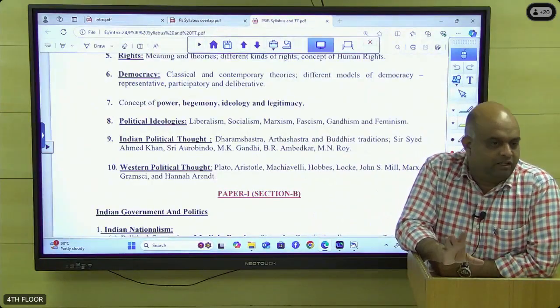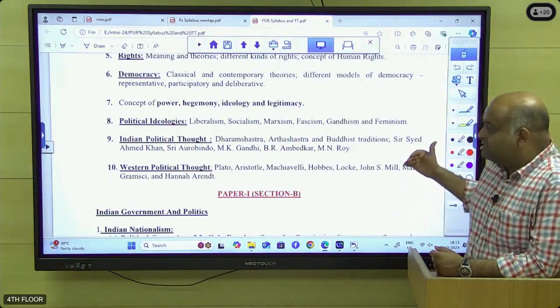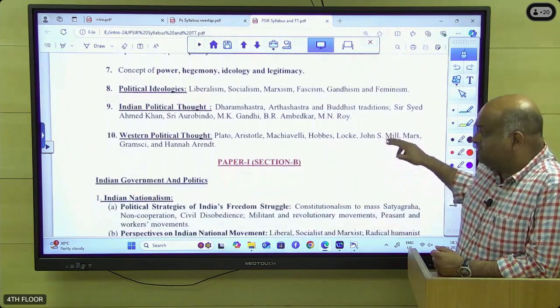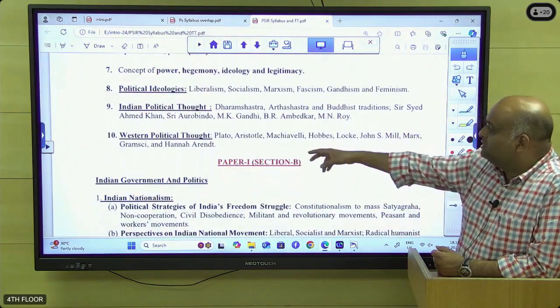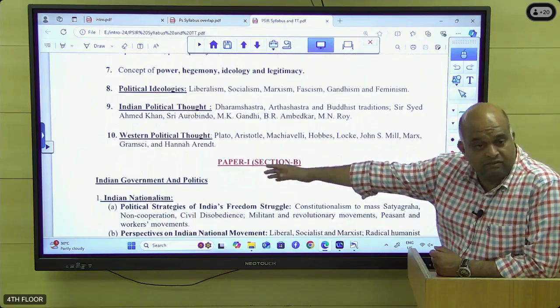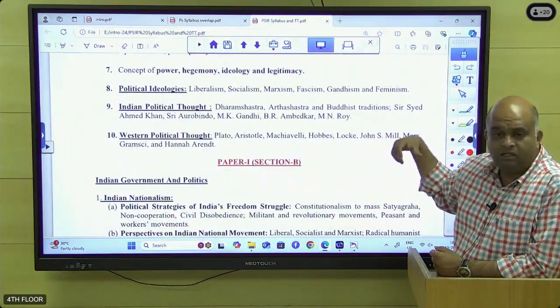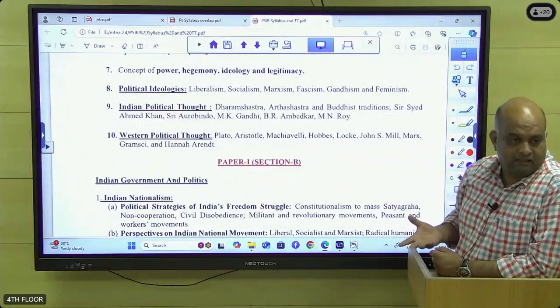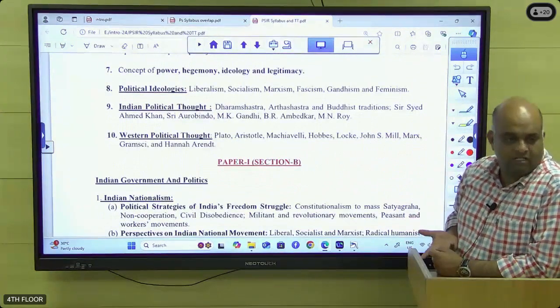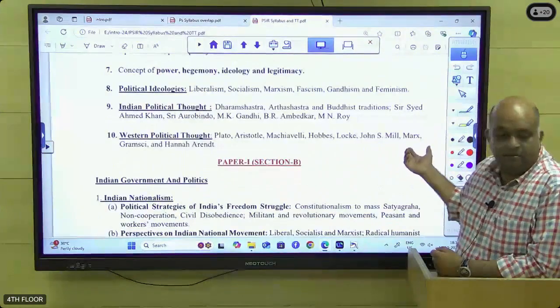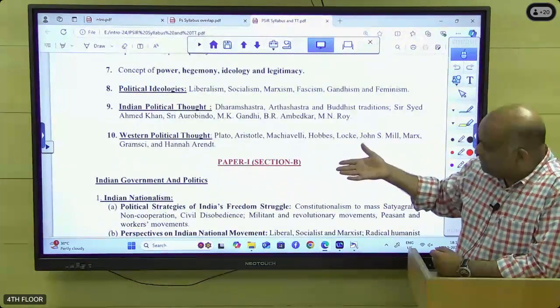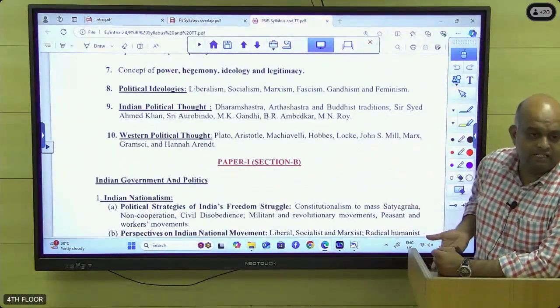After reading this, you can find it out. And then like that, we have Western political thought, the Western philosophies: Plato, Aristotle. These two belong to the ancient world. Then Machiavelli, Hobbes, Locke belong to the 1500s. Not medieval world, we can call it modern. And then Mill, Marx belong to the 19th century. Gramsci, Hannah Arendt belong to the 20th century.